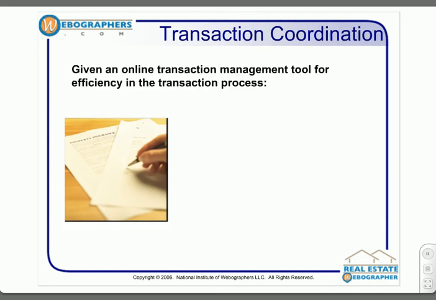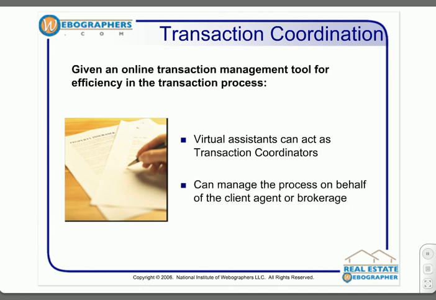Given online transaction management tools for efficiency in the transaction process, virtual assistants can act as transaction coordinators, mitigating this process on behalf of the client agent or brokerage.